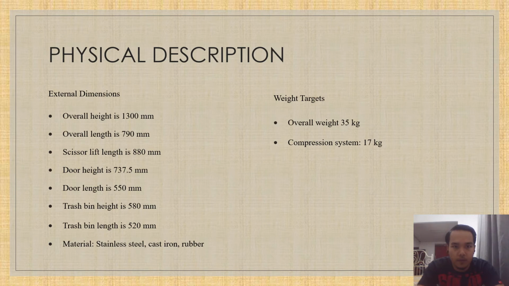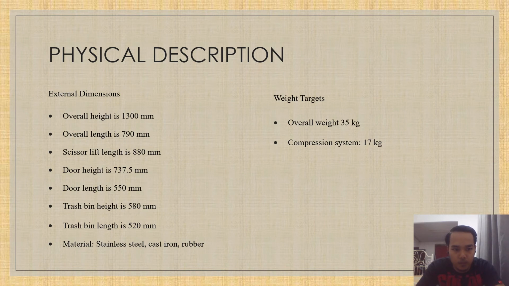Okay, for the physical description, the overall height is 1,300 millimeters. The overall length is 790 millimeters. The scissor lift length is 880 millimeters. The door height is 737.5 millimeters. The door length is 550 millimeters. The trash bin height is 580 millimeters. The trash bin length is 520 millimeters.